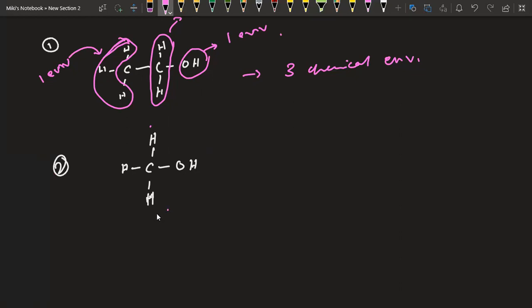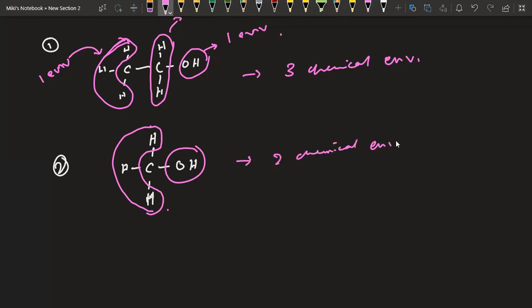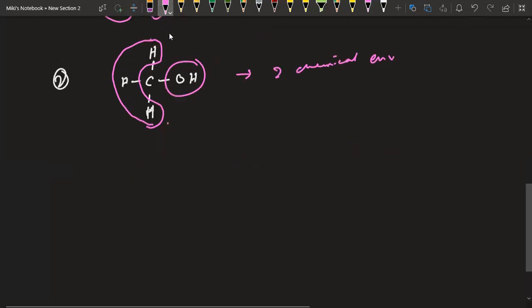So were you able to solve it? If you didn't, let's solve it together. This is one group because these 3 hydrogens are bonded with this 1 carbon. So this is one environment. Then we have this alcohol group. That means in total, how many environments? Two environments. So two chemical environments. Let's move to the next one. Let's say we have this molecule.